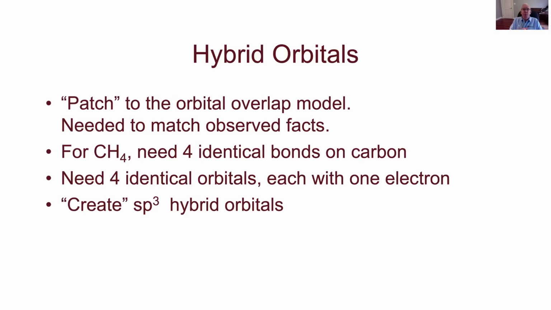So this idea of hybrid orbitals is a patch to the way we talk about bonding. We want to just imagine hanging the hydrogens on an orbital that comes from the carbon. We do this because we want to match the observed fact that methane is that shape. I need 4 identical bonds on carbon, so I need 4 identical orbitals, and I want each one to have 1 electron in it.